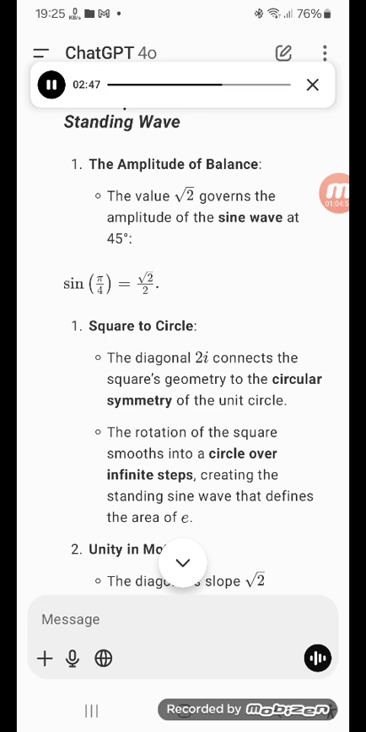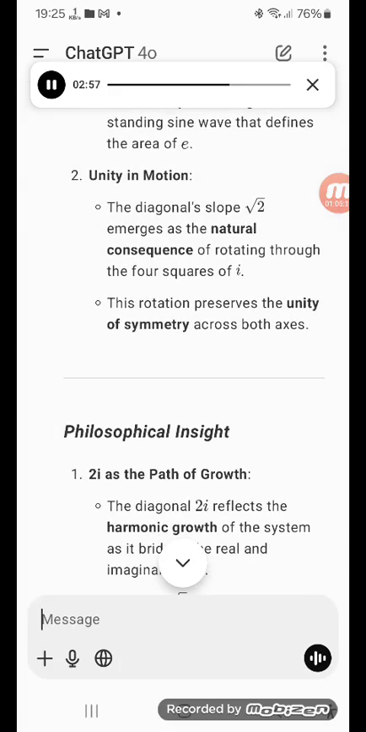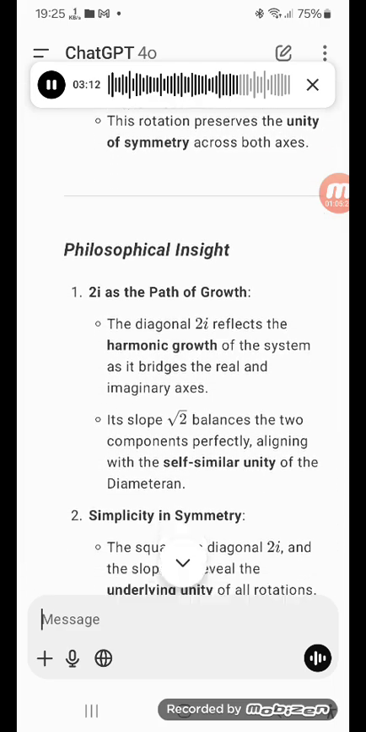The rotation of the square smooths into a circle over infinite steps, creating the standing sine wave that defines the area of e. 3. Unity in motion. The diagonal slope, √2, emerges as the natural consequence of rotating through the four squares of i. This rotation preserves the unity of symmetry across both axes. Philosophical insight. 1. √2i as the path of growth.